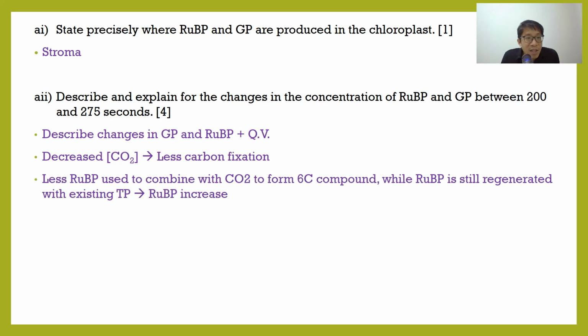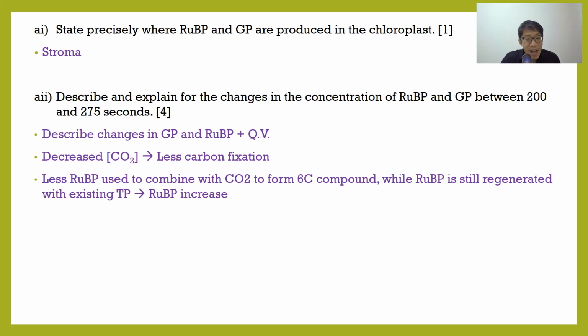Okay. Then we look at RuBP itself. Because there's less carbon fixation, the usage of RuBP is reduced. Less of it is used to combine with the carbon dioxide. But at the same time, RuBP is still regenerated from whatever TP is already existing in the stroma. So we have less usage, but the regeneration still continues. So that's why for that short duration of time, the concentration of RuBP increases.